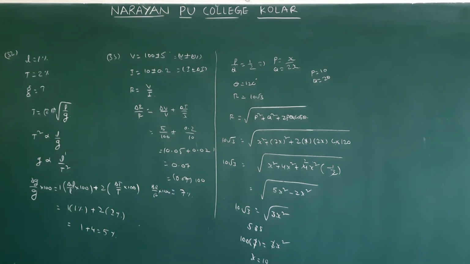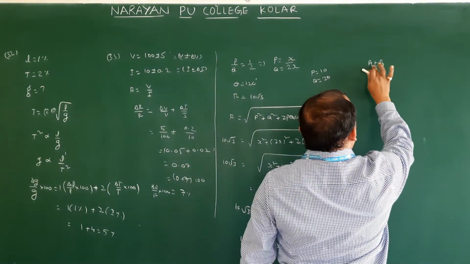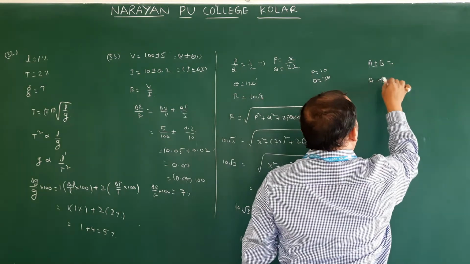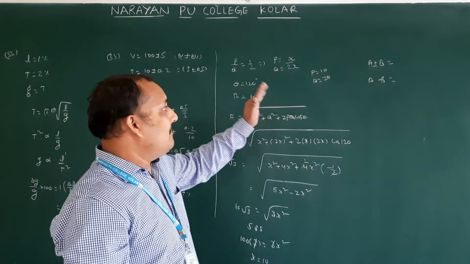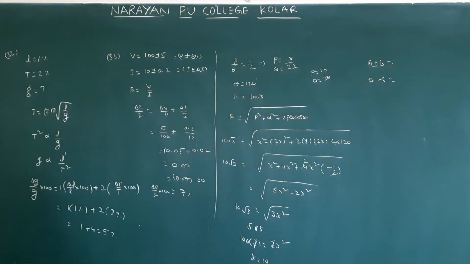Next question number 37. The maximum and minimum magnitude of resultant of two given vectors are 14 and 2 units. If these two vectors are perpendicular, the magnitude of the resultant they are asking. Maximum means a plus b, minimum means a minus b. If you take p and q, p plus q, p minus q.